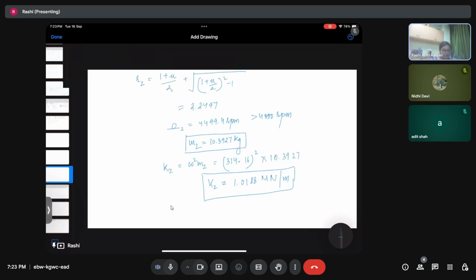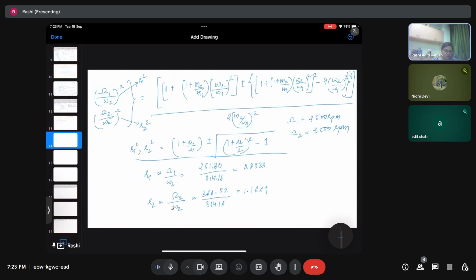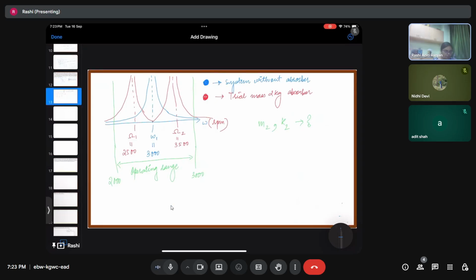I hope the idea was clear, what we were actually doing with the system, right? So now we have designed the system in such a way that it falls outside the operating zone.